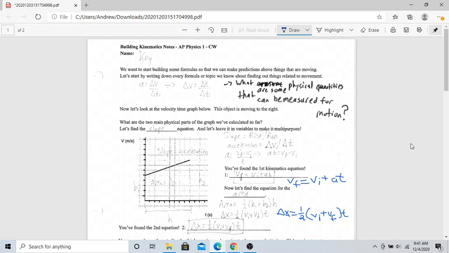So, some things we can measure, just to remind ourselves about motion. We can measure things like velocity, position, displacement, which is the change in position, and acceleration. All of those things are related, even time, all have some role to play when we talk about motion. All right. Now, what we're going to do is create 4 equations.